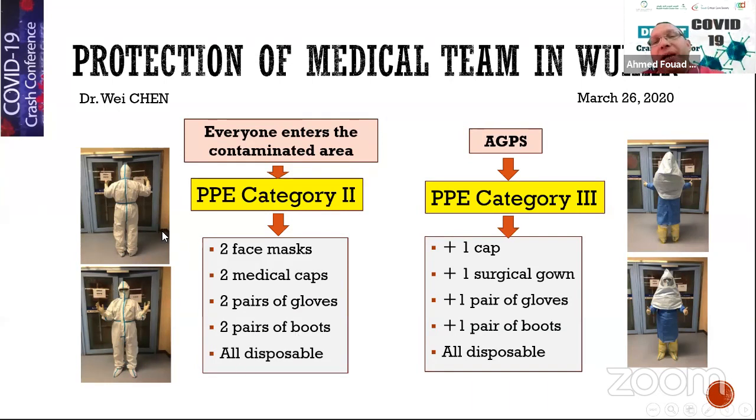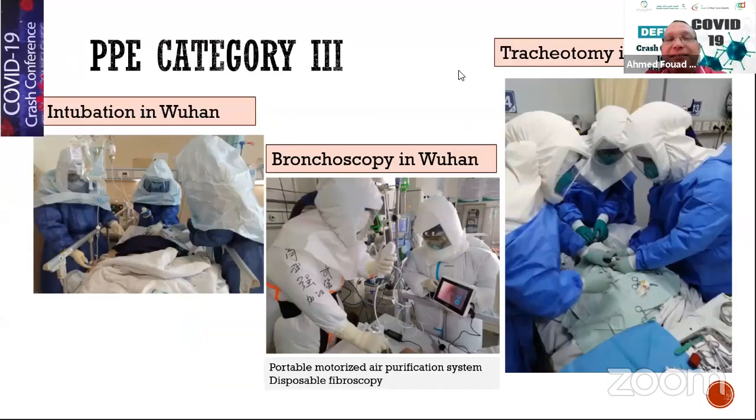But for those going to the AGP areas, they will add one more, so they have triple cap, triple gown, triple gloves, and triple bulletproof boots. Of course, it was amazing. But you can see here some of the procedures they are doing in Wuhan and in Shanghai with this intervention. Of course, a disposable fiber optic bronchoscope if you are going to do bronchoscopy.